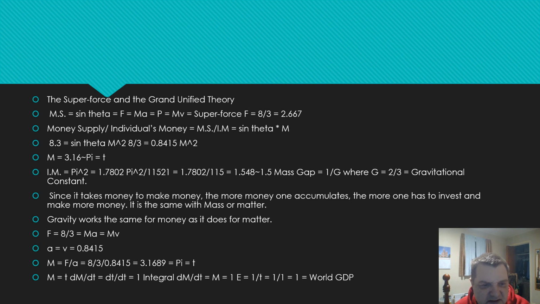F is equal to 8/3 equals ma equals mv. Force equals momentum. A equals v equals 0.8415. And mass is equal to F over A, which equals 8/3 divided by 0.8415 equals 3.16 equals pi equals t. Mass is equal to T times dm by dt, which is equal to dt by dt equals 1. The integral of dm by dt is equal to m, which is equal to 1 over e, which is equal to 1 over t, equals 1 over 1 equals 1, which is 100% the world's GDP.